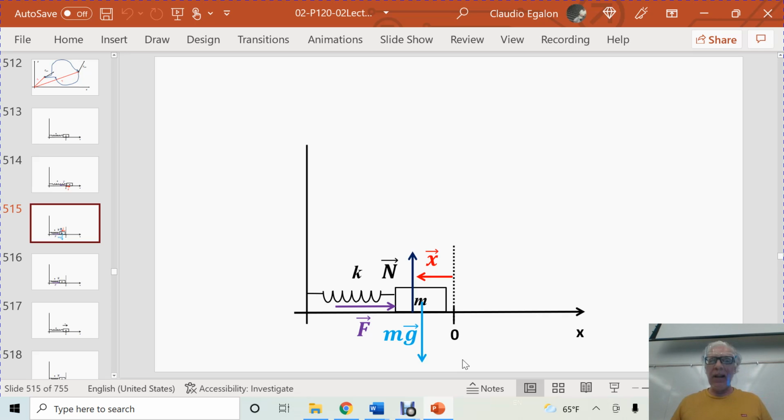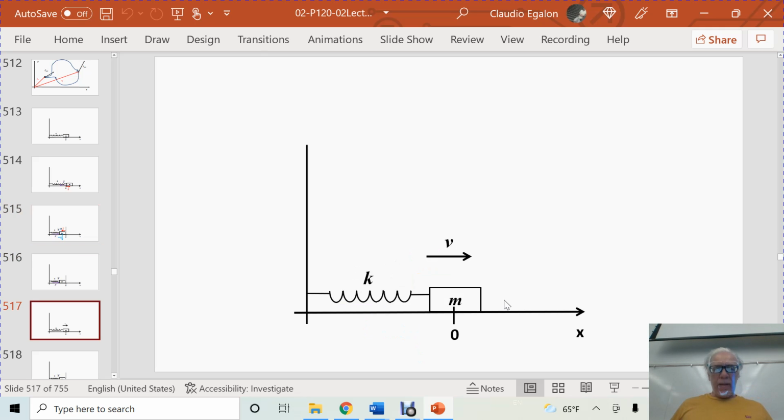The negative tells you the direction of the force with respect to the vector x, the displacement from the equilibrium position. That's what the negative is all about. Let's see if we have something else. Oh yeah, here you go.